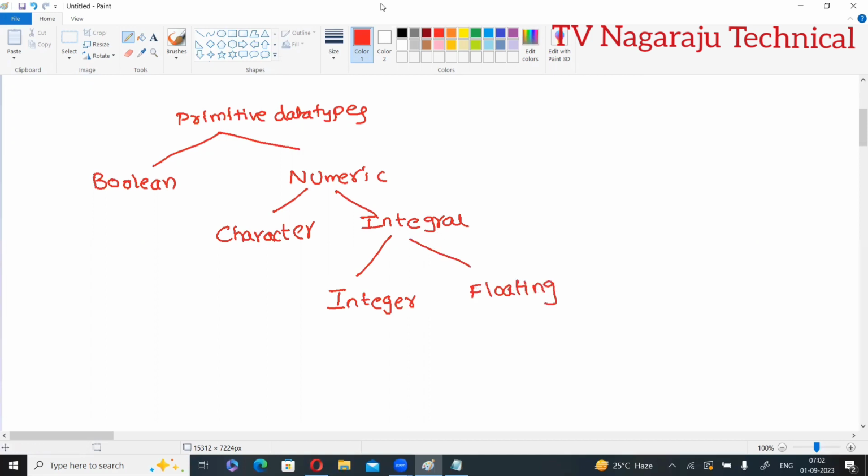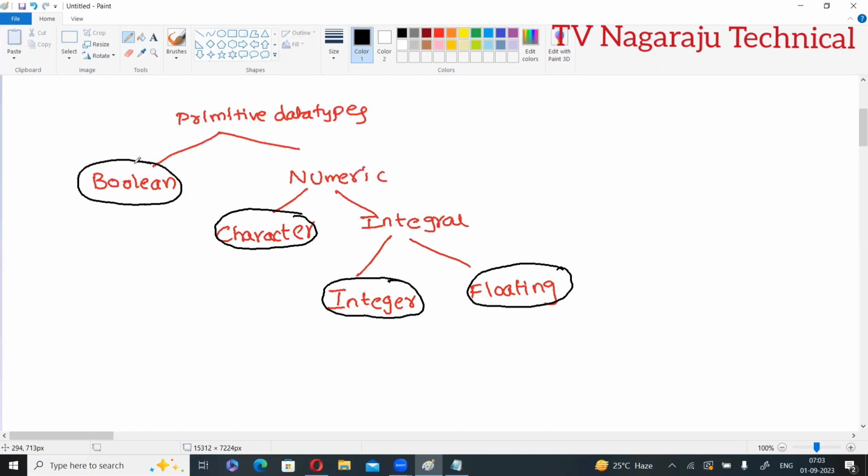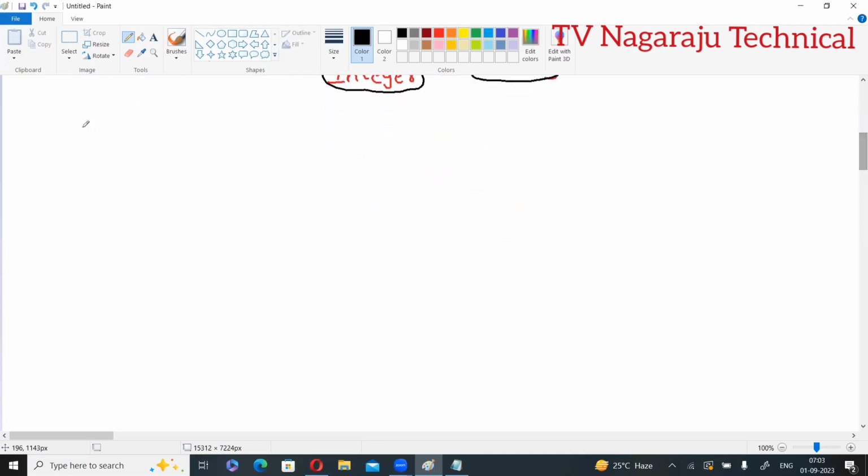Now, finally, the primitive data types are categorized into four types. One is integer, the second one is floating, the third one is character, and the next one is Boolean. Now we will move one by one.